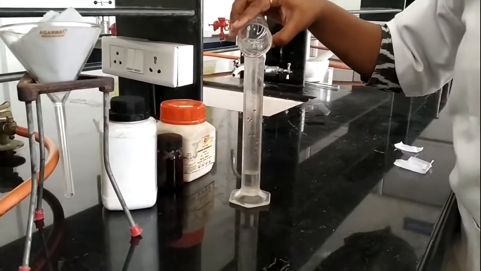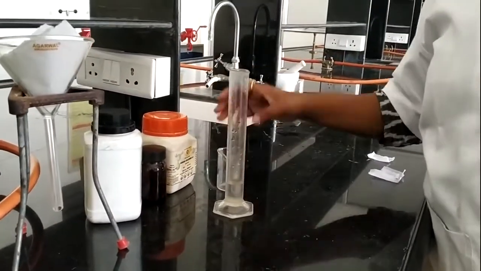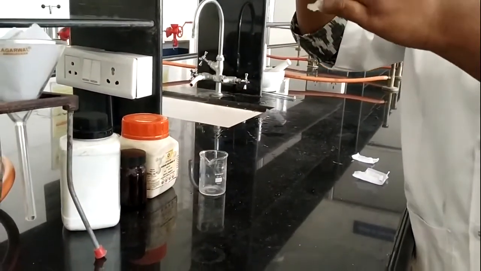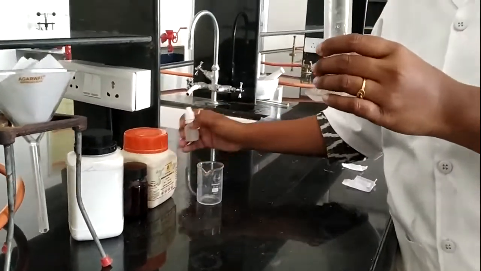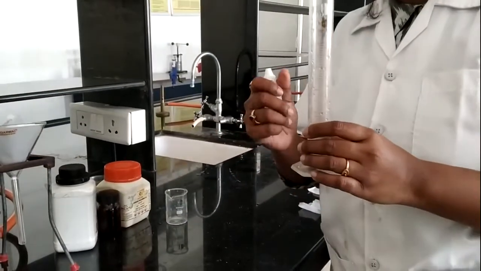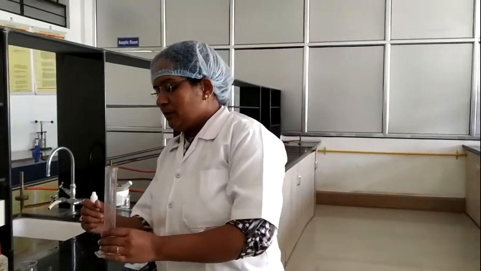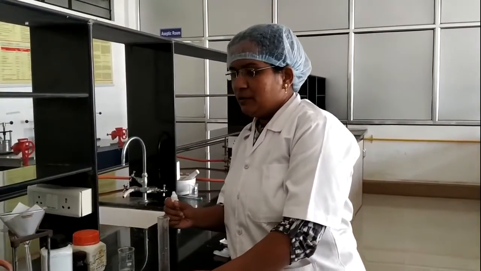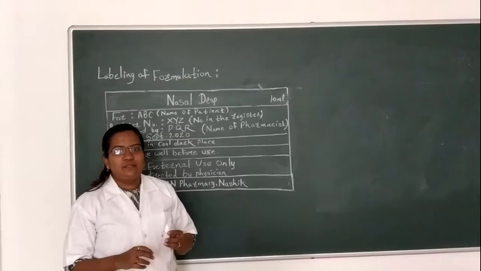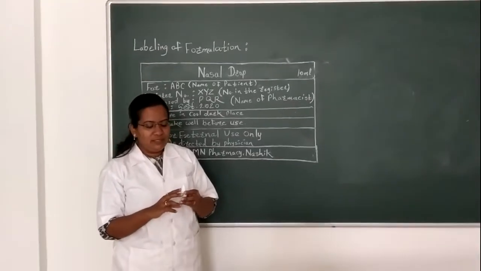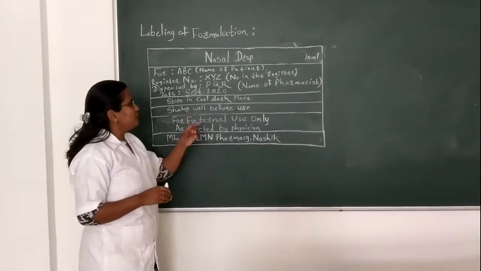Now let's proceed for volume makeup, and then we are going to pour it into the container. So now make up the volume up to 10 ml in this measuring cylinder, and then we pour this formulation into this dropper bottle, and then proceed to the labeling part. After filling our formulation in this container, let's proceed to labeling.